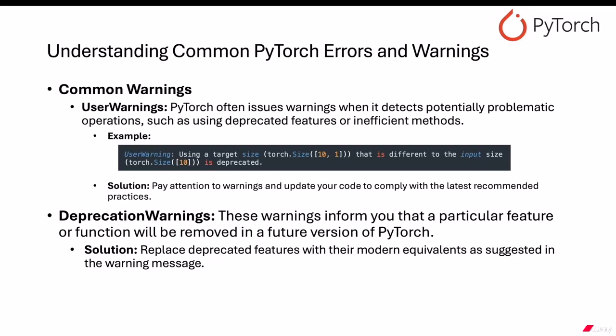Deprecation warnings. These warnings inform you that a particular feature or function will be removed in a future version of PyTorch. Solution: replace the deprecated features with the modern equivalents as suggested in the warning message.